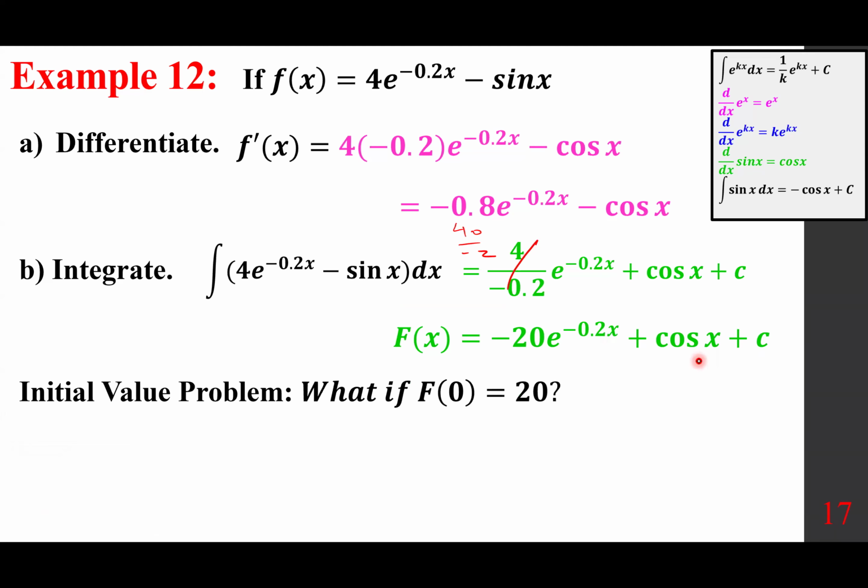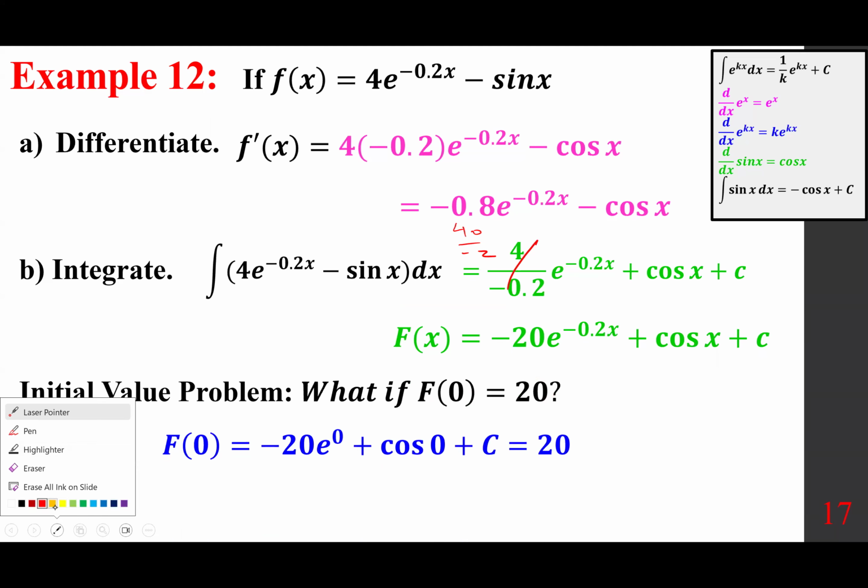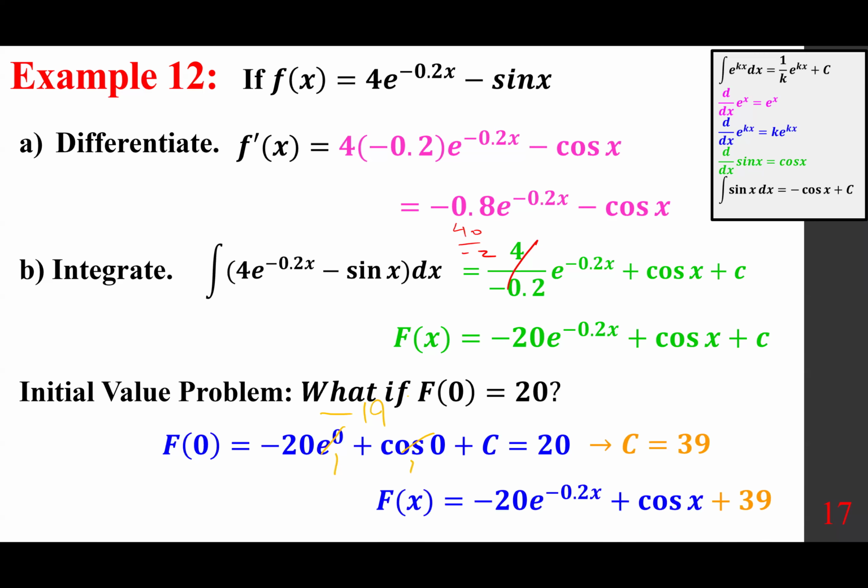What if we make it into an initial value problem by giving it a pair, f of 0 equals 20? That means x is 0, and f of x or y is 20, plug in. This is 1, this is 1, so minus 20 and 1, we have minus 19 plus what number is 20, c is 39, plug in. And this was a general solution. Now this is a particular solution. This is a family of functions because c has infinitely many solutions. This one has only one solution.